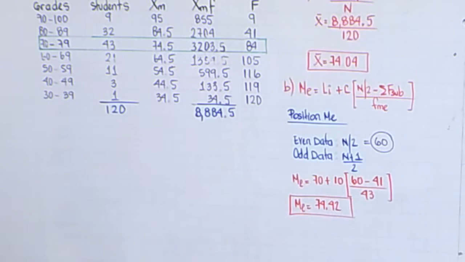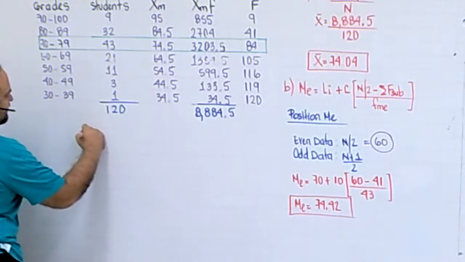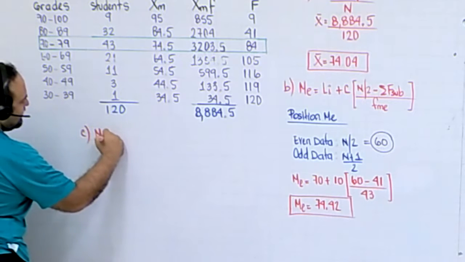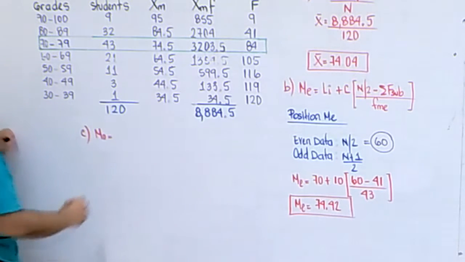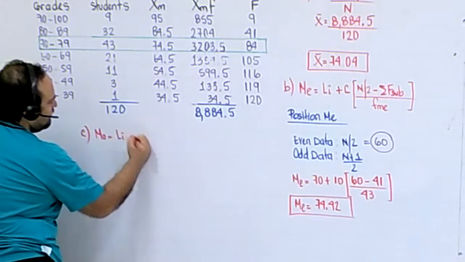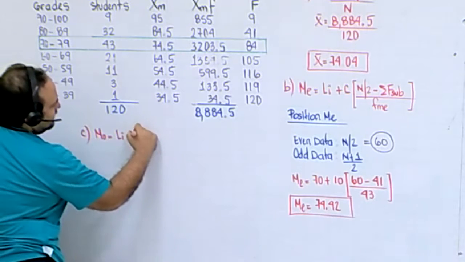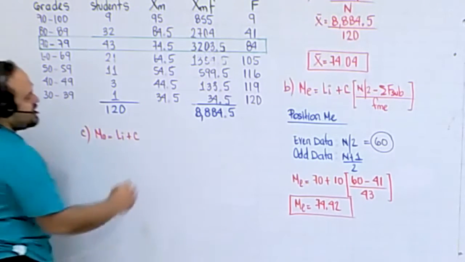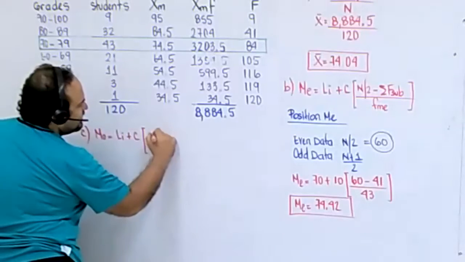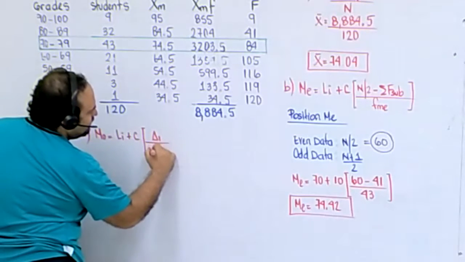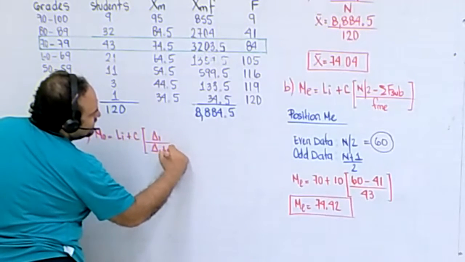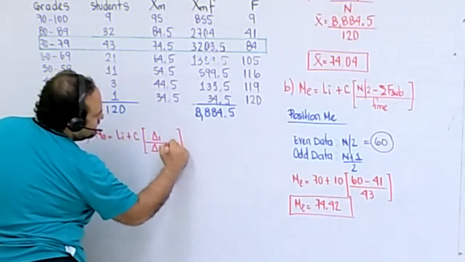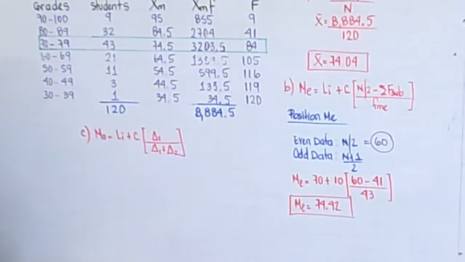Now let's try to find out the mode. Remember the formula of the mode in the letter C. The mode, represented by MO, is given by the lower limit or inferior limit plus the class width or amplitude, multiplied by delta 1 over delta 1 plus delta 2. This is going to be the formula.